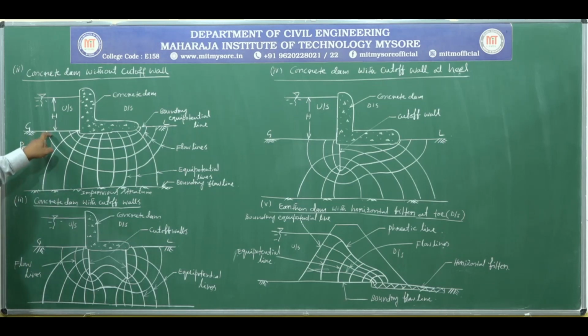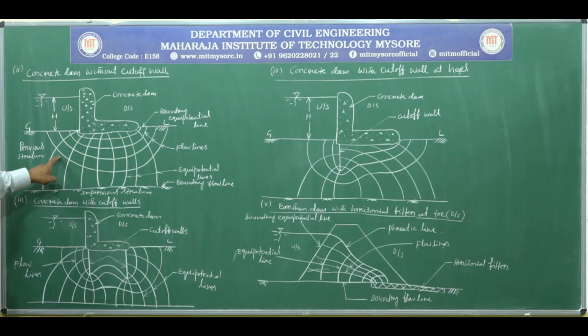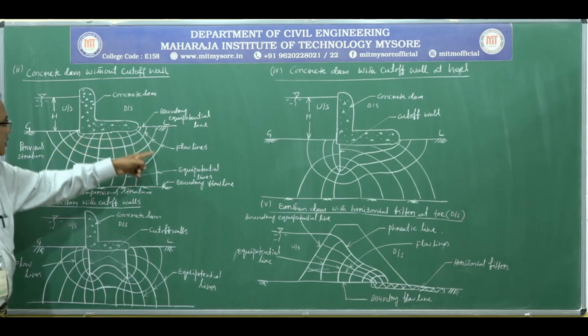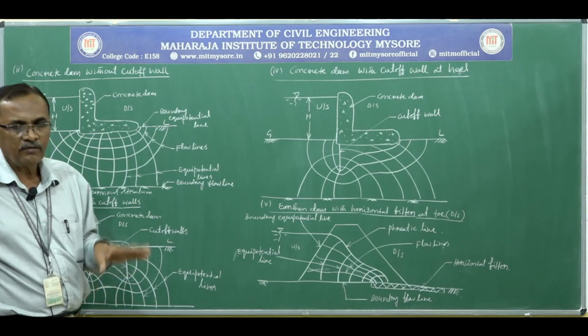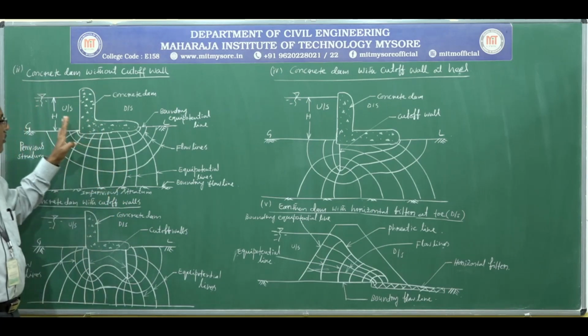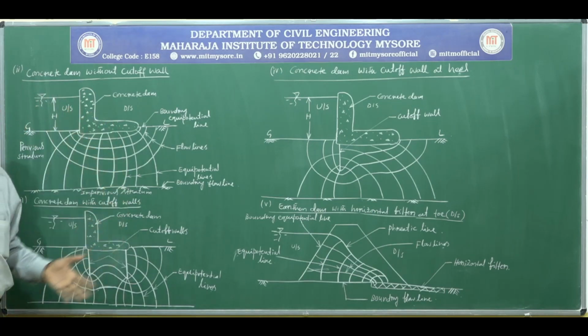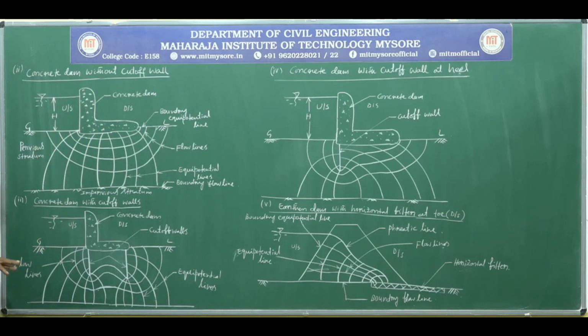So we can see here we have selected 4 plus 1, that is 5 flow lines. It is a boundary flow line, and another 4 flow lines, and the equipotential lines. So this is the typical format of the flow net, and the typical flow lines and equipotential lines for a concrete dam without a cut-off wall.